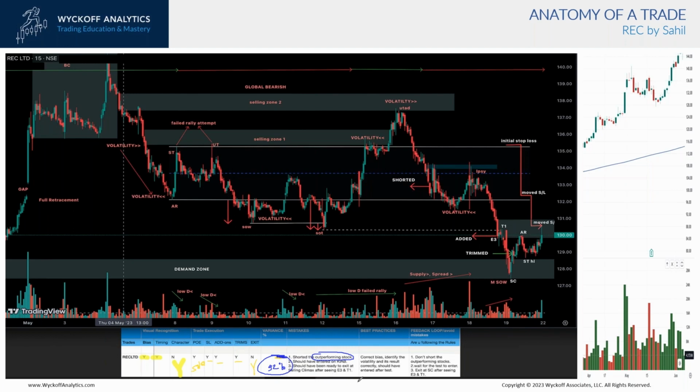Should have been ready to exit at the selling climax after seeing an extension with a T1. So he's thinking about possibly getting out completely right there, I think. But at any rate, I like that type of thinking. It always attracts me to go to the perfection. So yeah, keep thinking this way. How could I improve the exit here?